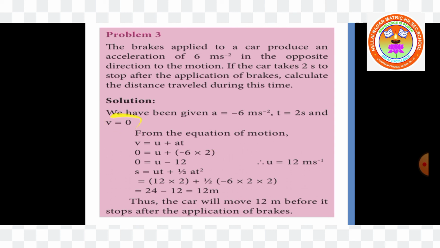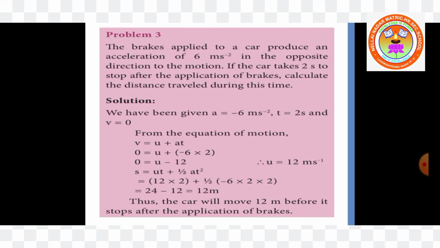Here v means the car comes to a stop, so the final velocity is 0. So we substitute v is equal to 0 is equal to u plus a, which is a negative acceleration, opposite to the motion. So minus 6 into t, that is 2, so minus 6 into 2, that is minus 12. In the next step we can write 0 is equal to u minus 12. From this, the initial velocity u is equal to 12 meter second inverse. So the initial velocity of the car is calculated.